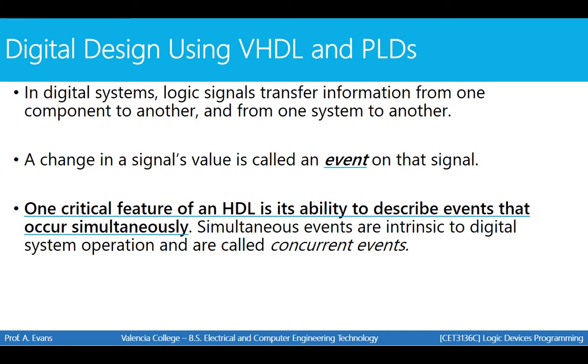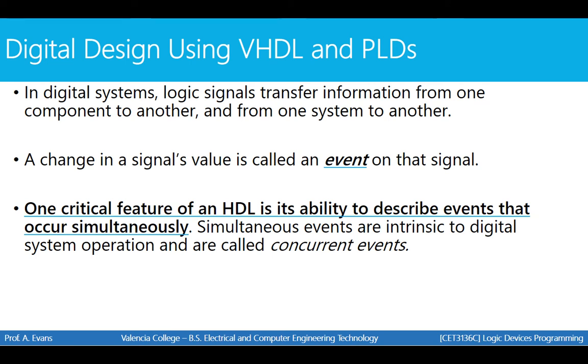So in digital systems, logic signals transfer information from one component to another and from one system to another. A change in a signal's value is called an event. For example, you've often studied what happens to a counter on the positive or negative transition of the clock signal. That transition is an event. So anytime a change from 0 to 1 or 1 to 0 happens, we call that an event on a signal. And one key feature of a hardware description language is its ability to describe events that occur simultaneously.